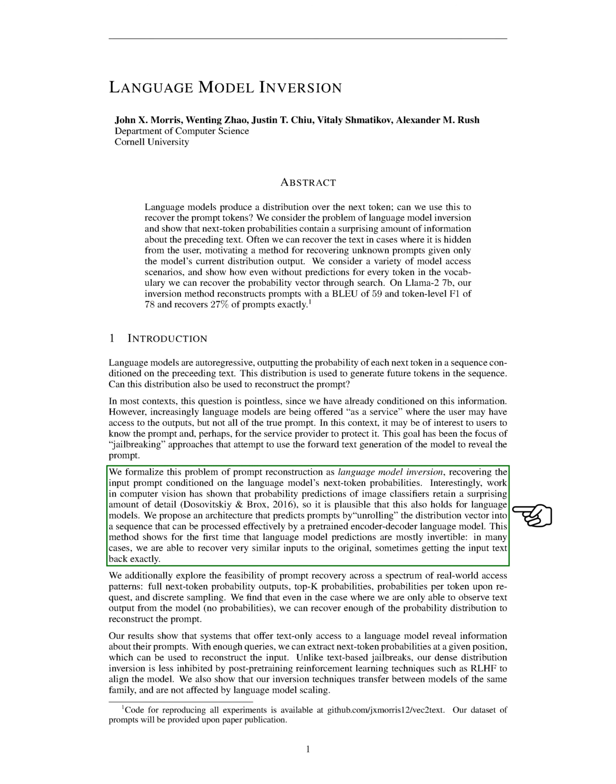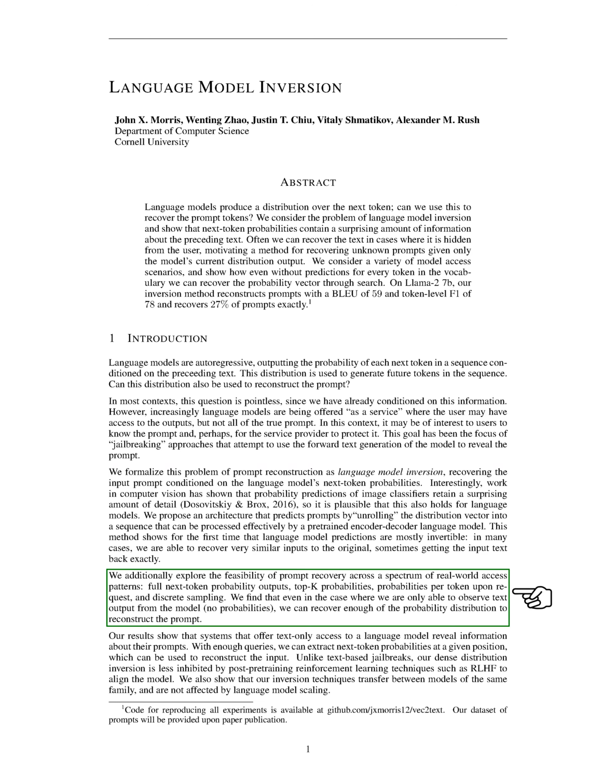Interestingly, research in computer vision has shown that predictions from image classifiers contain a lot of detail. This suggests that language models might also retain similar information. We introduce a method that predicts inputs by breaking down the probability distribution into a sequence that a pre-trained language model can process effectively. Our method demonstrates that language model predictions can mostly be reversed. In many cases, we can retrieve very similar or even exact original inputs.